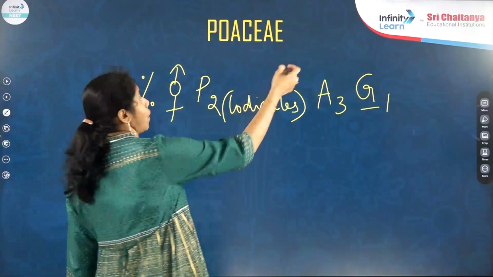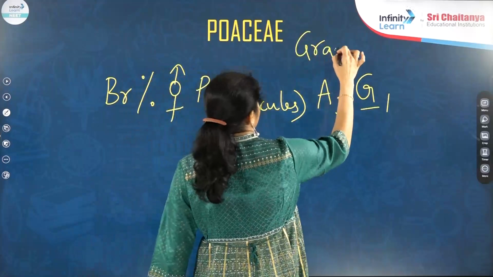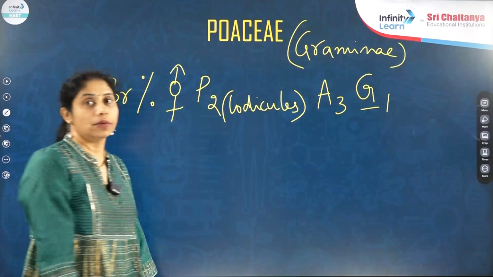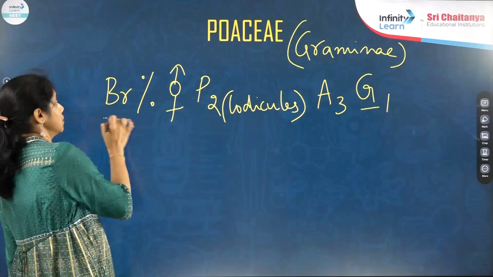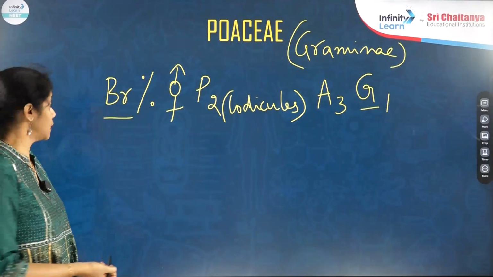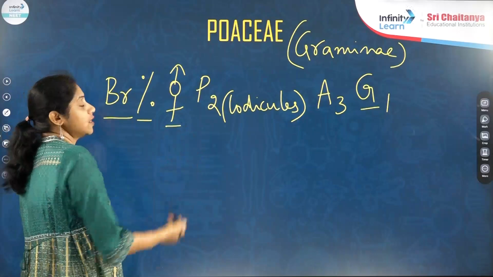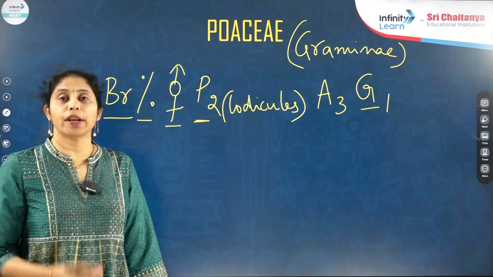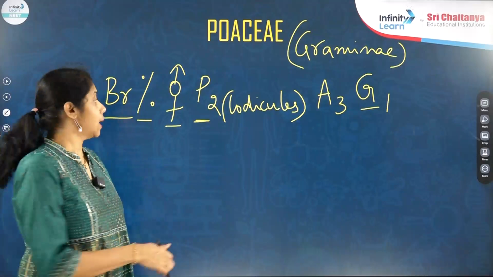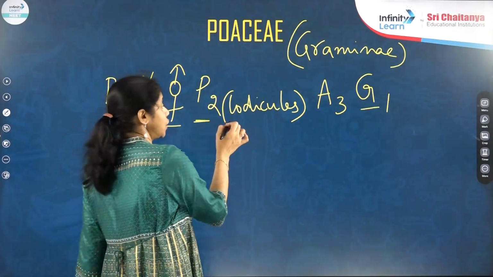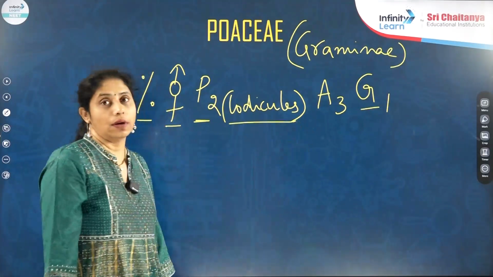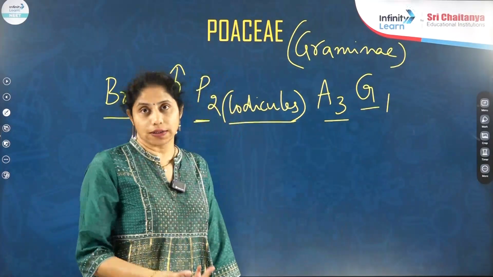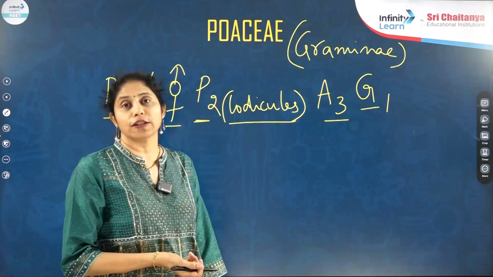This family is also called Graminae, or rice family in short. In this, the floral formula will be: bract is present, then zygomorphic, bisexual, perianth is present, P for perianth, and perianth units are called tepals. Generally 2 tepals are present, and they are called lodicules. The androecium has 3 stamens, 3 or 6, because they have trimerous flowers.